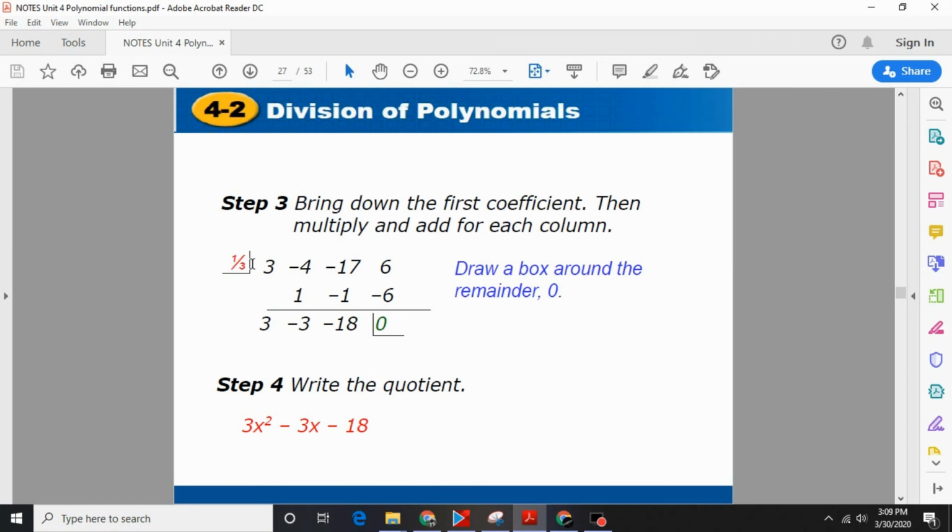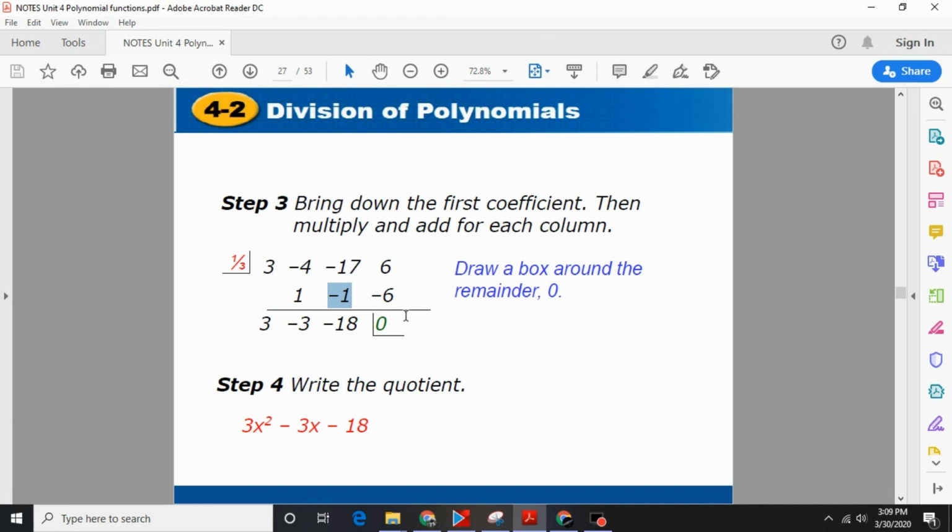The process here is the same, and the process here is the same. Bring down the 3, multiply by 1/3, and then combine. When this number is positive, you call it adding. When this number is negative, you can call it subtracting. I just use combining because it's universal amongst addition and subtraction.